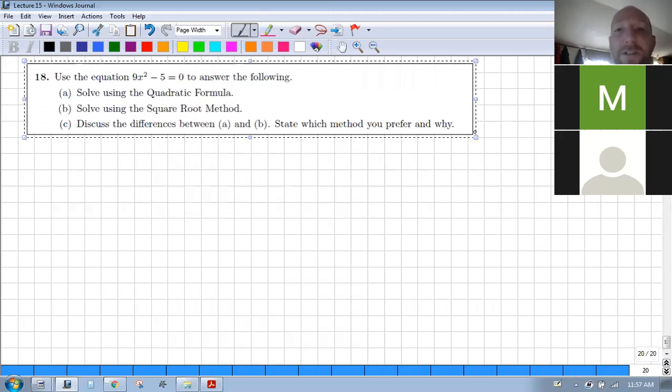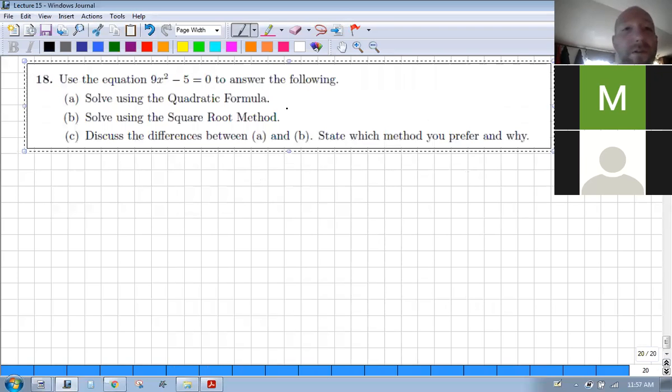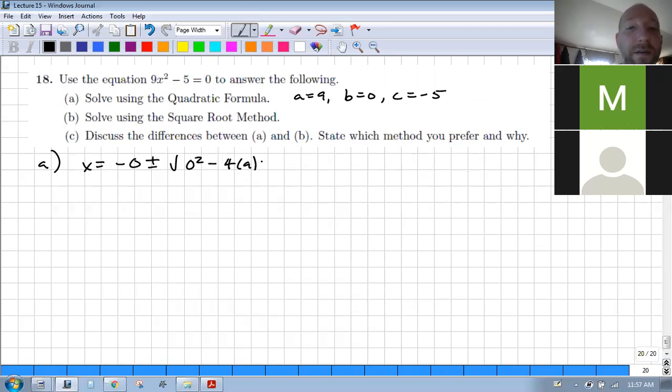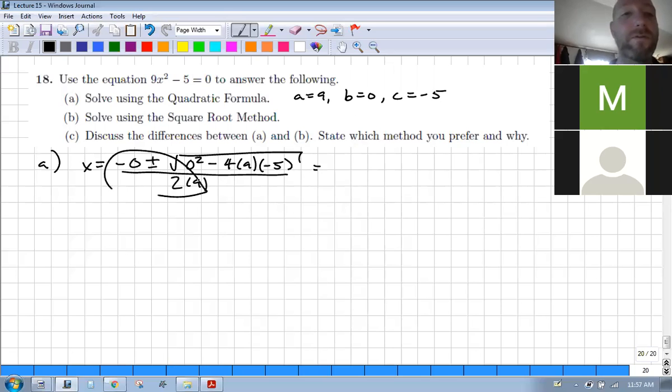All right, use this equation to answer the following question. Solve it using the quadratic formula. Well, a here is 9, b is 0, c is -5. So for part A, we have -b plus or minus the square root of b squared minus 4ac, all over 2a. So 0 over 18 is 0. So we have plus or minus. That goes away, it's just 0. Negative times negative is a positive.